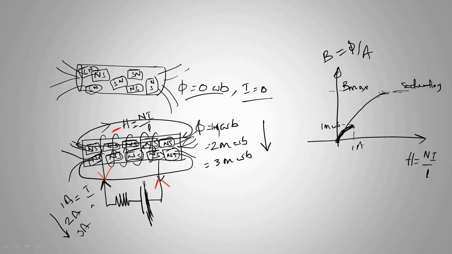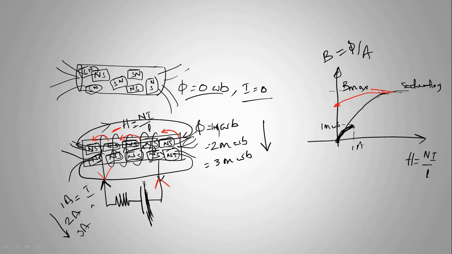So now the current flows in a reverse direction, then the magnetomotive force becomes negative. So these dipoles also now start to orient in the opposite direction, because the magnetomotive force is opposite. So that's why the magnetic dipoles start to orient in the opposite direction. So then the flux will decrease. So now the curve will flow like this.